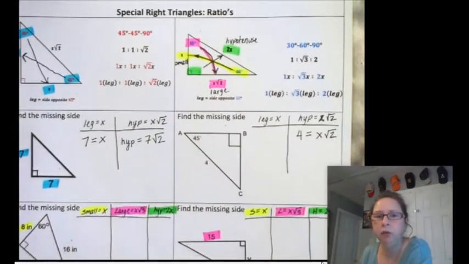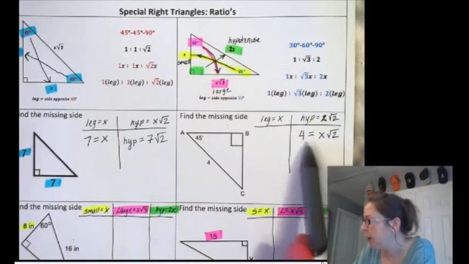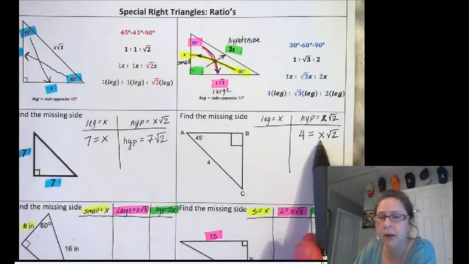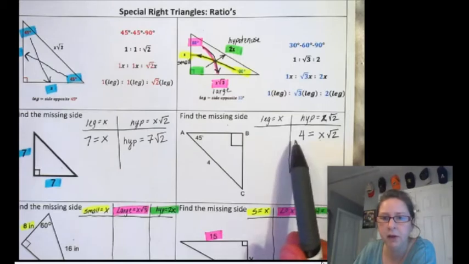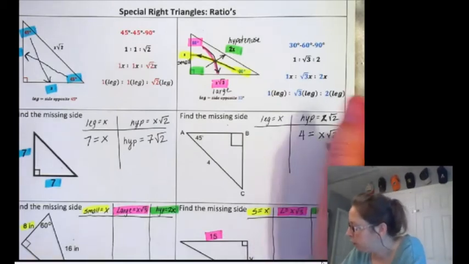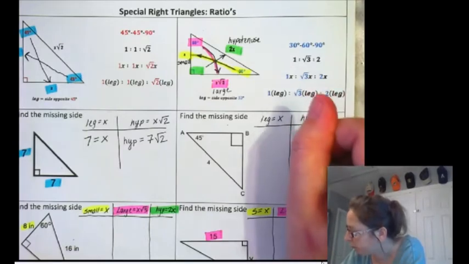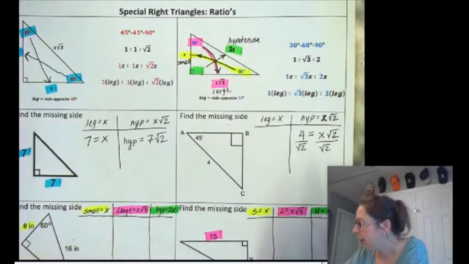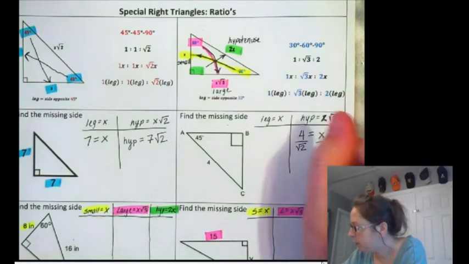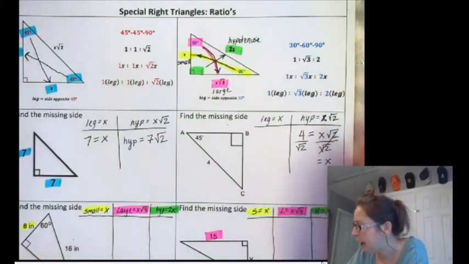So what I need to do here for this equation, because the x is not by itself, I don't know the value of x yet. So I need to solve this for x. So divide both sides by the square root of 2. All right. These cancel, leaving me with x on the right.